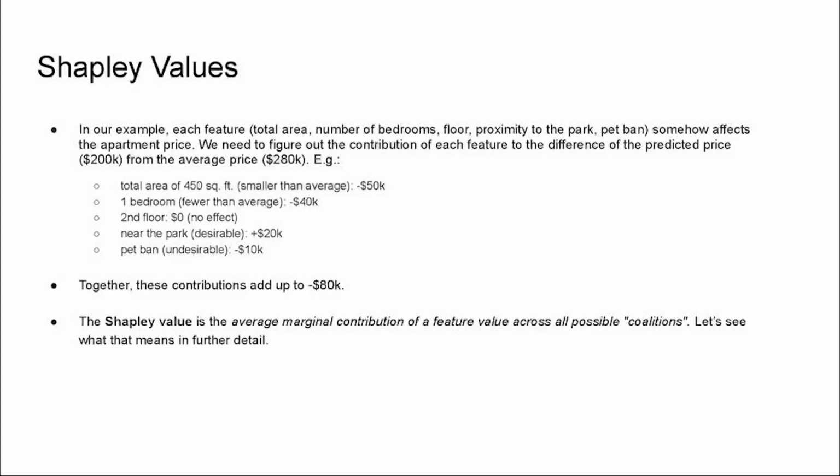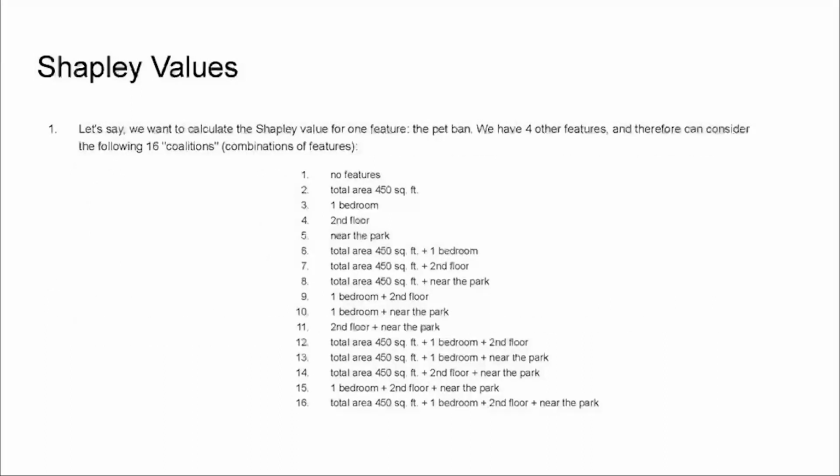The Shapley value is the average marginal contribution of a feature value across all possible coalitions. Let's see what that means in further detail. Let's say we want to calculate the Shapley value for one feature, the pet ban. We have 4 other features, and therefore can consider the following 16 coalitions or combinations of features.